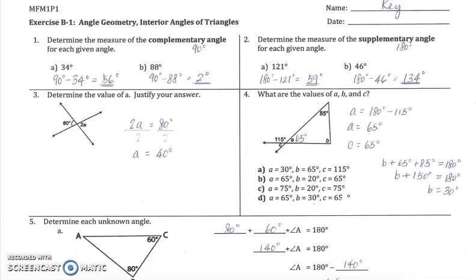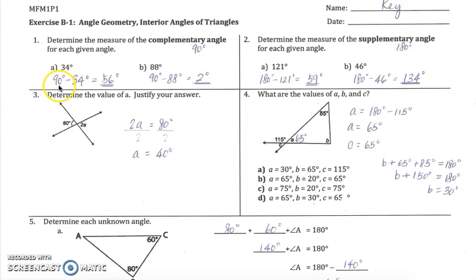Exercise B1. Angle geometry, interior angles of triangles. Question 1. Determine the measure of the complementary angle for each given angle. Remember, complementary angles are 90 degrees. So to find the complementary angles, you will subtract the given angle from 90 degrees.